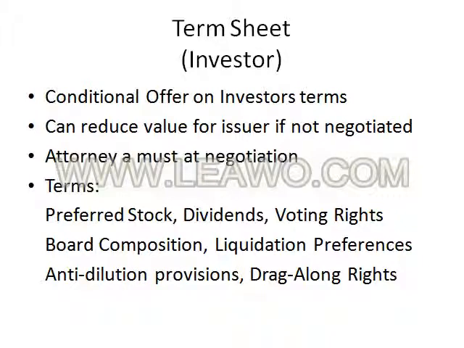The term sheet from the investor is a conditional offer basically stating what the investor wants to finance the deal. This can reduce the value for the issuer if they do not negotiate with an attorney. Terms that are commonly set out by the investor pertain to preferred stock, dividends, voting rights, composition of the board, liquidation preferences, anti-dilution provisions, and drag-along rights.